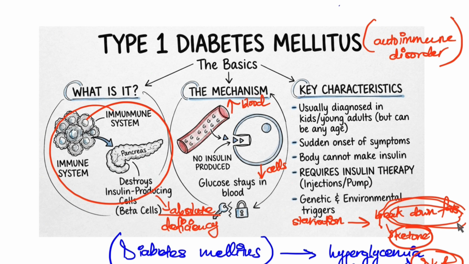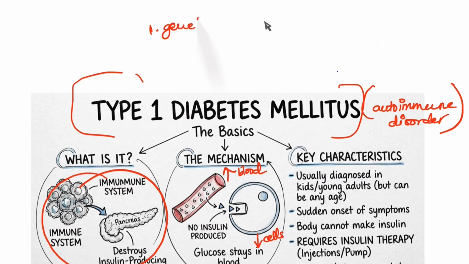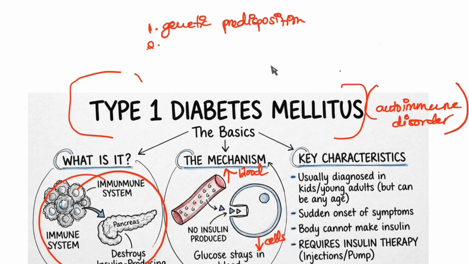Now let's look at the causes. The exact cause of type 1 diabetes mellitus remains unknown, but several factors contribute. Let's look at factor number 1. There is a strong genetic predisposition, particularly involving certain human leukocyte antigen, or HLA, genes, as they usually call them. It could also be due to environmental triggers.